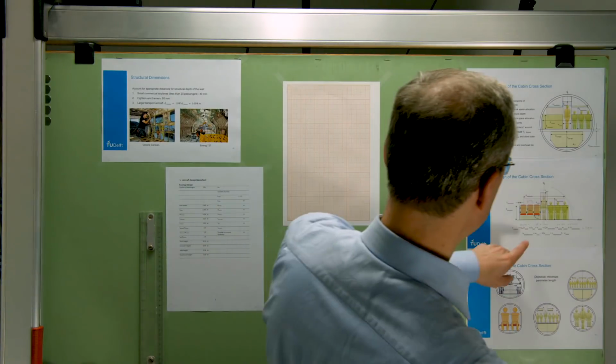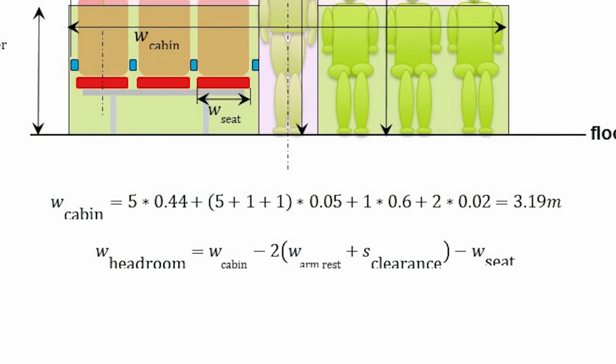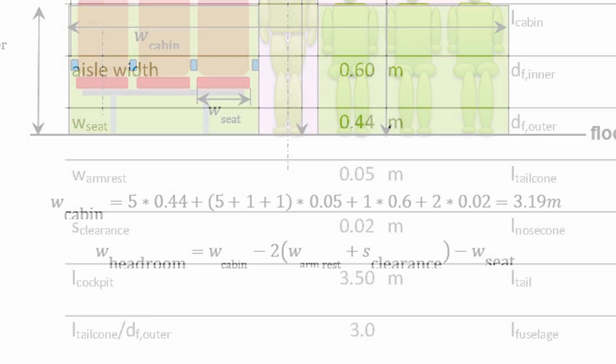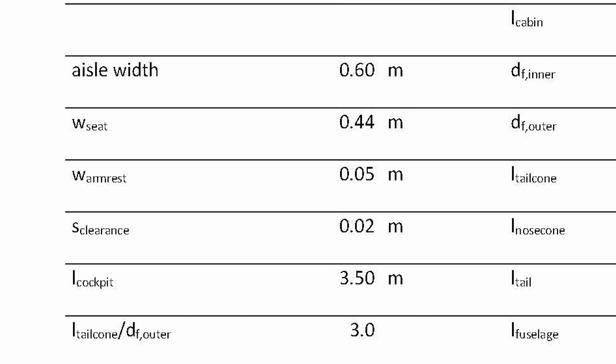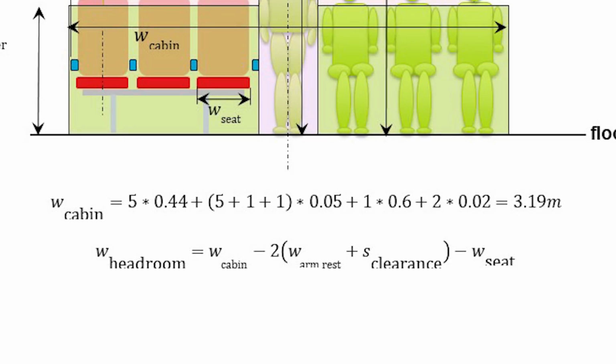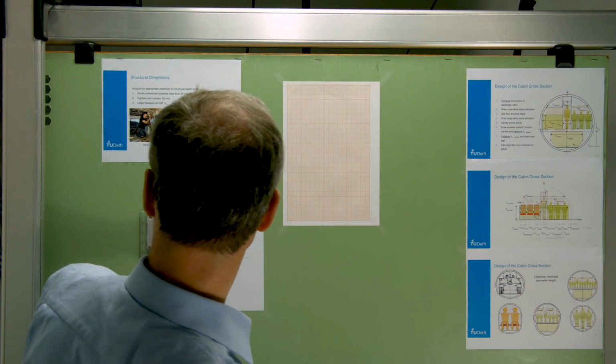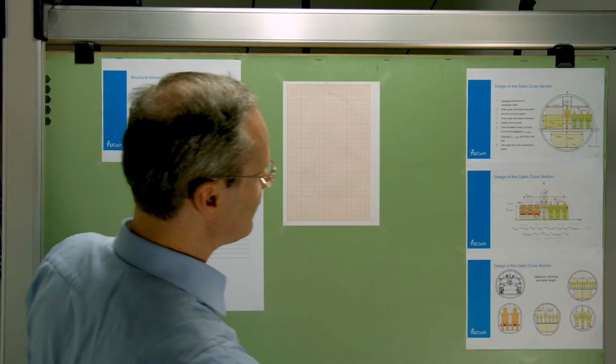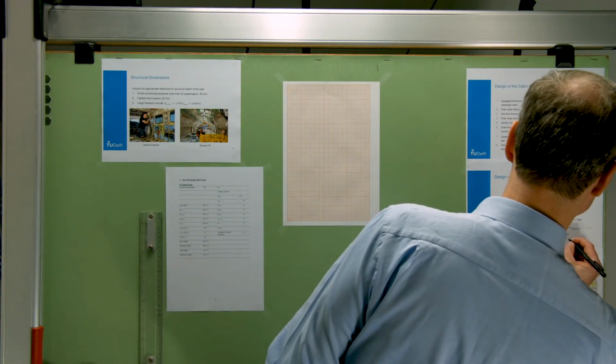So let's do that. Headroom is given as the width of the cabin. We just calculate that as 1.39 meters minus 2 times the width of the armrest. The armrest we get from the graph again, for the table again, 5 centimeters, plus 1 time the clearance was 2 centimeters, 0.02, close bracket, minus the width of the seat, and the width of the seat we already used before, 44 centimeters, 0.44 meters.